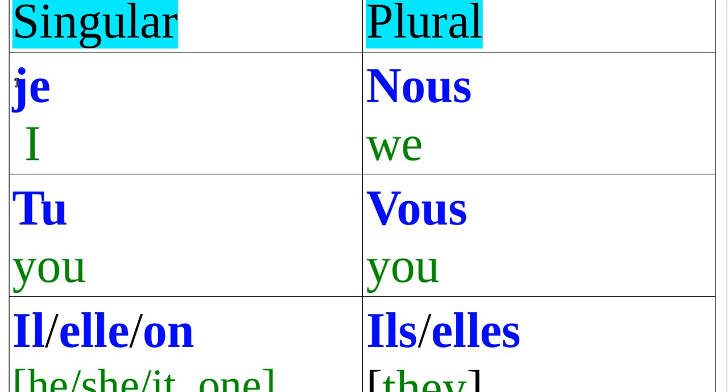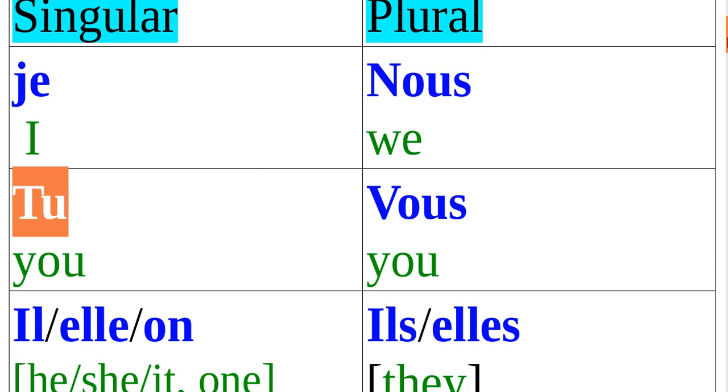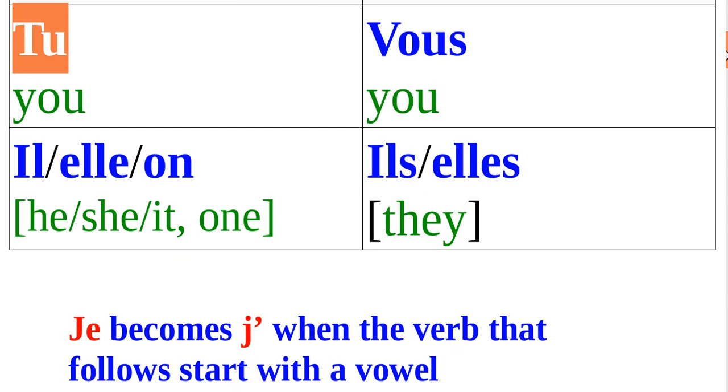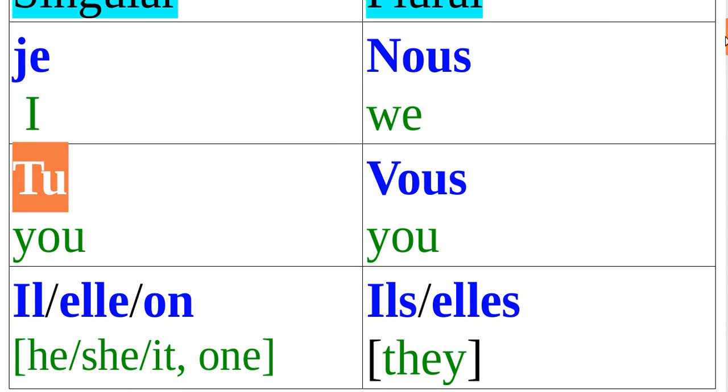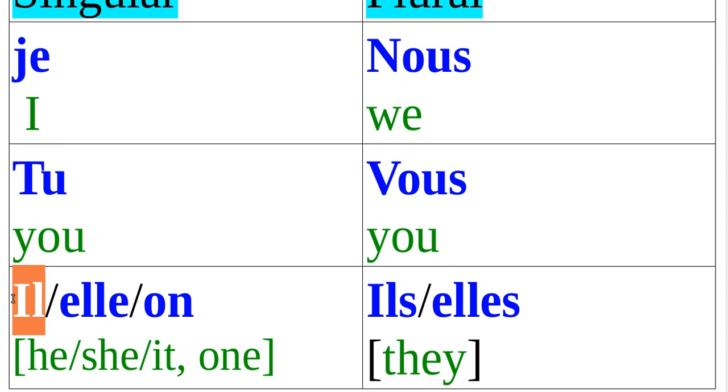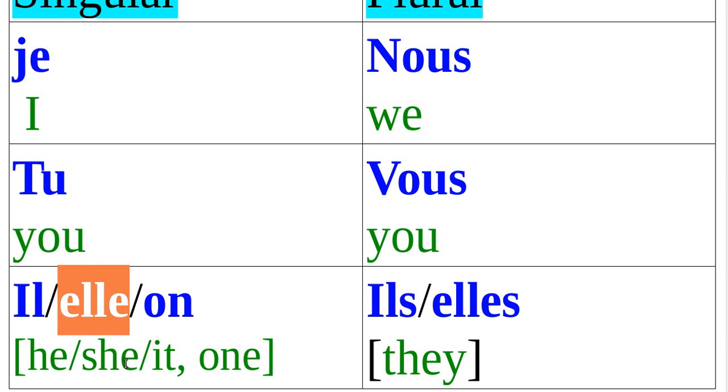The first one is je. Je means I in English. The second one is tu, which means you in English. The third one is il. Il means he. Elle. Elle means she.